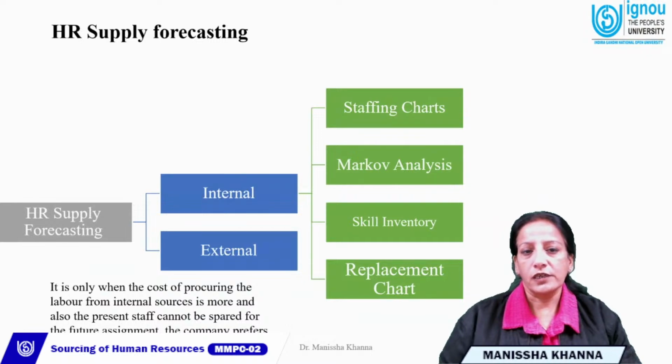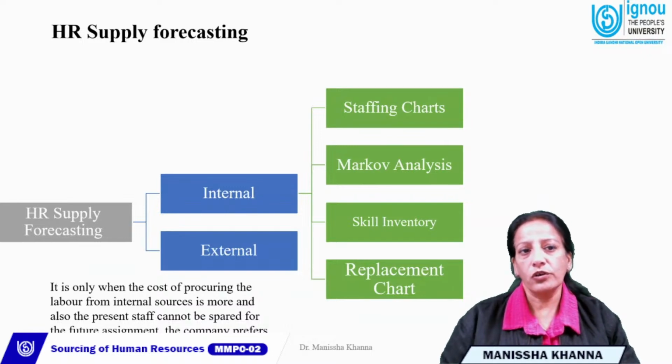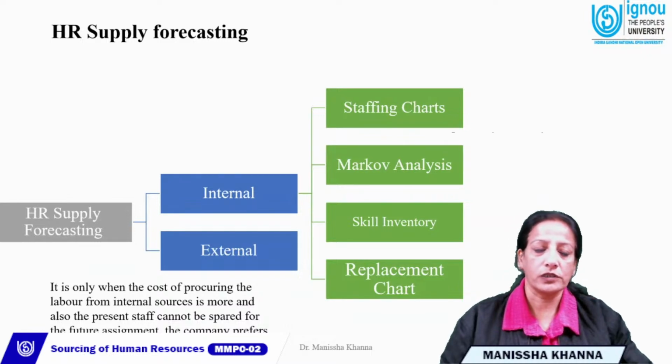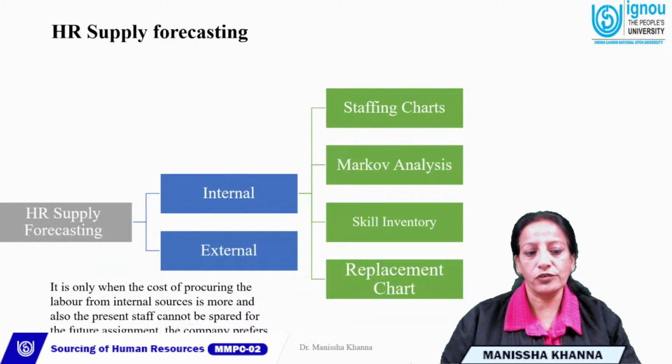HR supply forecasting is again mainly internal and external. Internal is based on staffing charts and Markov analysis, skill inventory, and replacement charts, whereas the external is different: the cost of procuring labor from internal sources is more, and also the present staff cannot be spared for future assignments, so the company prefers external resources when the demand is very high.